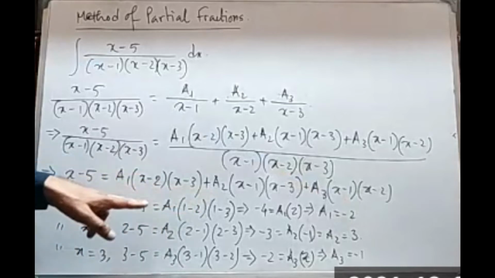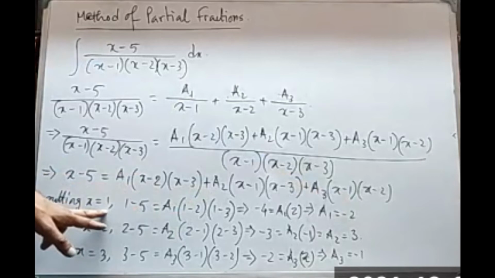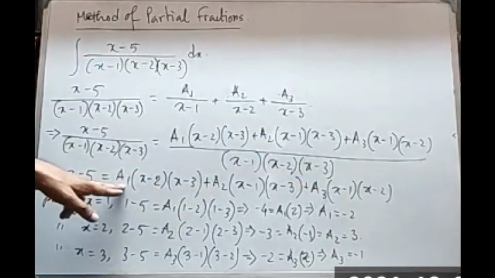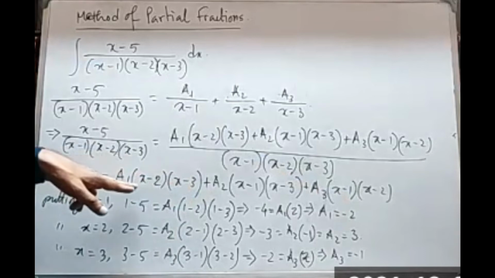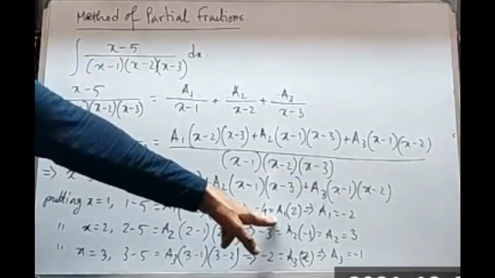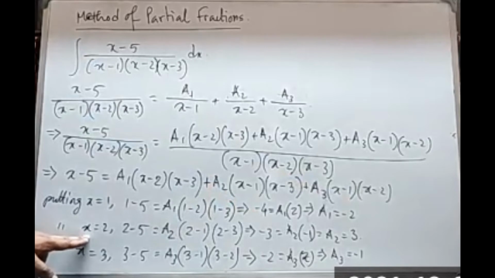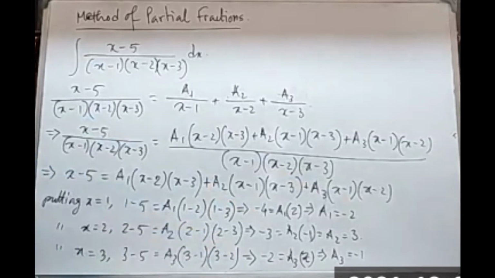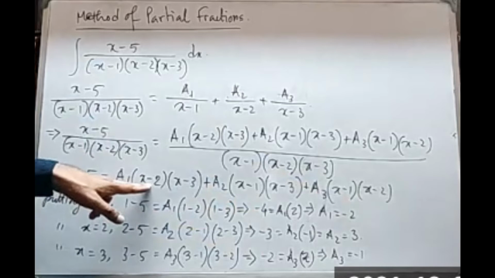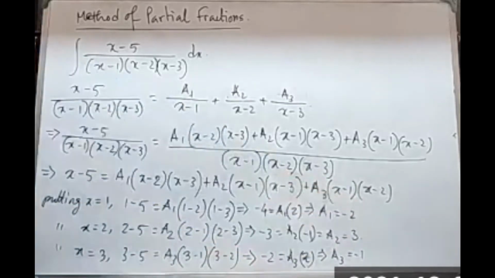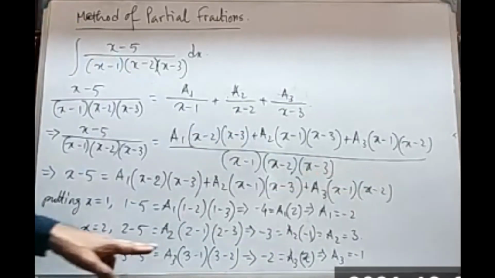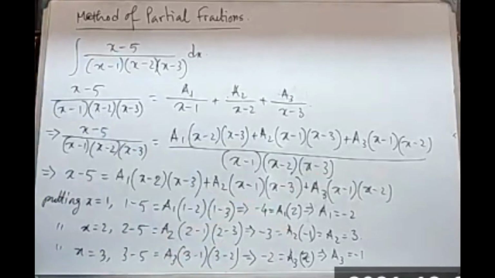for x equals 1, we are getting the value of a1 only, because this factor will be there only. The other ones will vanish. So from here we are getting the value of a1 as minus 2. In the same way, we put x equals 2. So 2 minus 5 equals this. And since x minus 2 is there in the first and the third terms, these two terms will vanish when we put x equals 2. So a2 we get from this line: a2 equals 3.